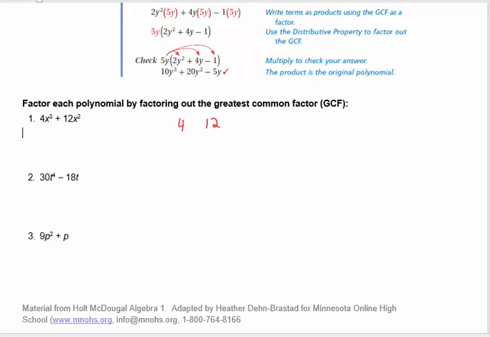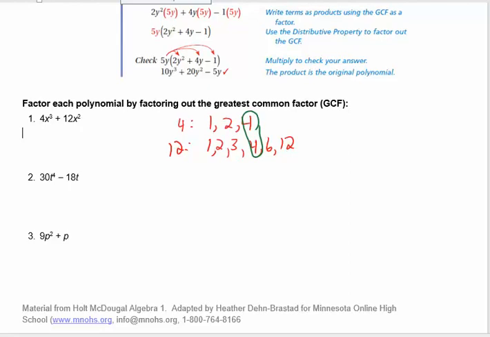Let me write the 12 below that. So the factors of 4 are 1 times 4 and 2 times 2. Don't write the 2 twice, just write it once. The factors of 12 are 1 and 12, 2 and 6, and 3 and 4, because 3 times 4 is 12, 2 times 6 is 12, and 1 times 12. Now find the greatest common factor that shows up in both of them, and it's 4.